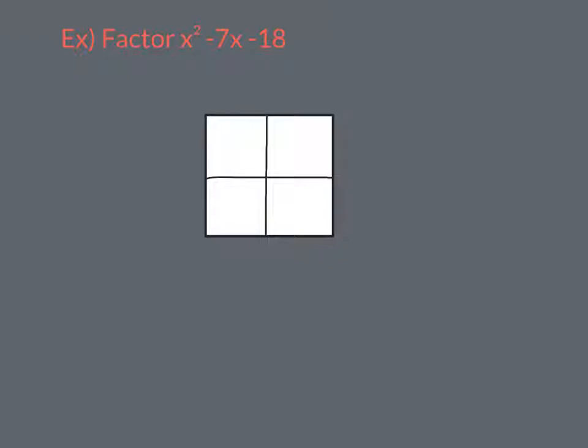Think back to the example we just did. In the example we just did, we knew that the top left corner was the x squared term. The bottom right corner was the constant term, the term without any variables. And then we knew that these two together in this diagonal added to be that middle term, negative 7x. So let's think about this here. We need 2 numbers that multiply to give us this negative 18 here, here, and here, but they need to add to be negative 7x.